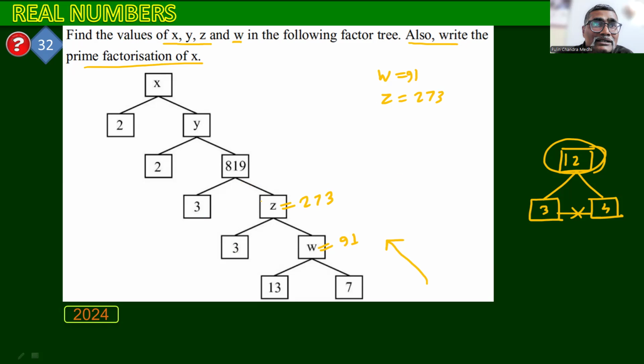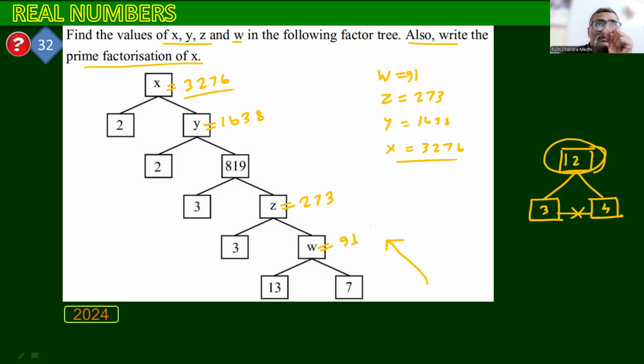Now Z you got, and this also you got. Both these numbers are obtained. So you need Y. How will you get Y? 819 will be multiplied by 2. So what will be Y? 1638, right? And at last 1638 into 2 will give you X. So you get the number. See, it is not a difficult one. So 2 times 1638, it is 3276. So you get this.